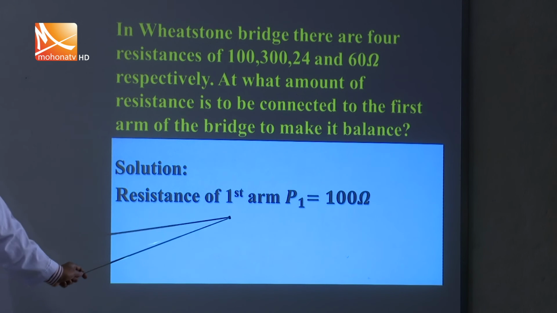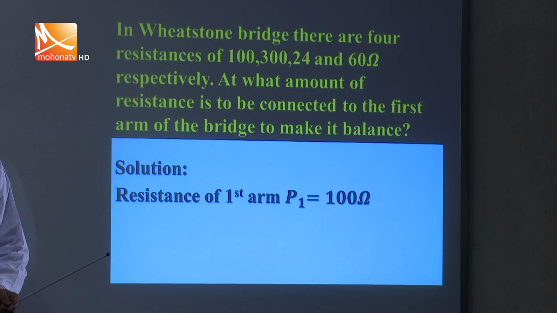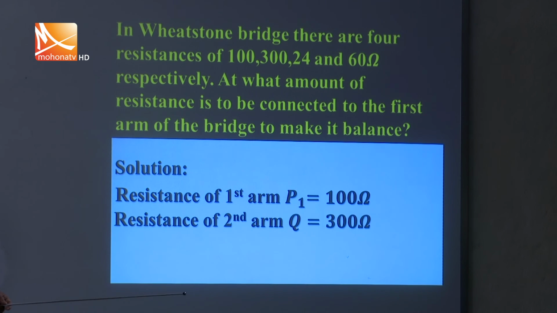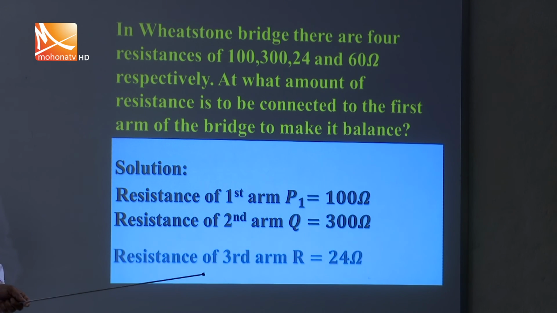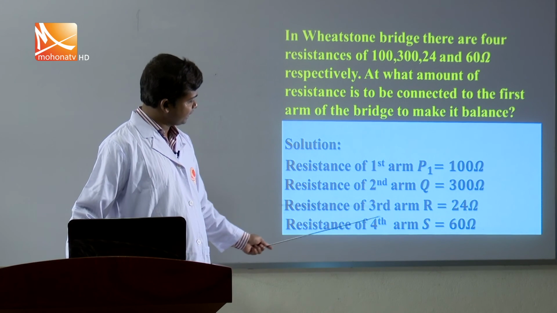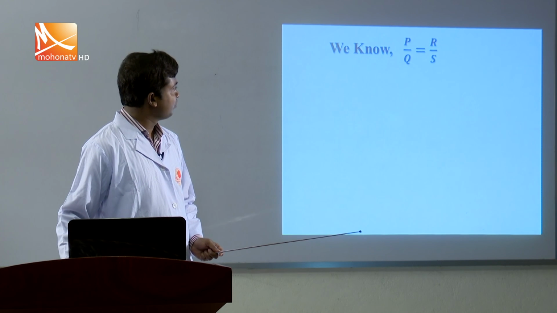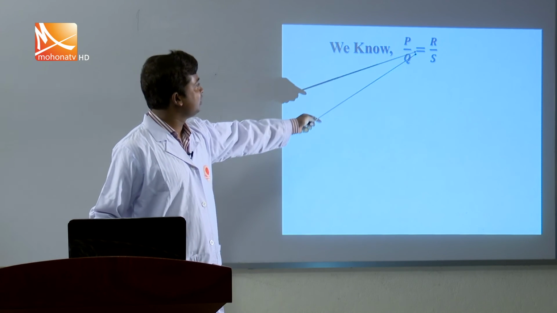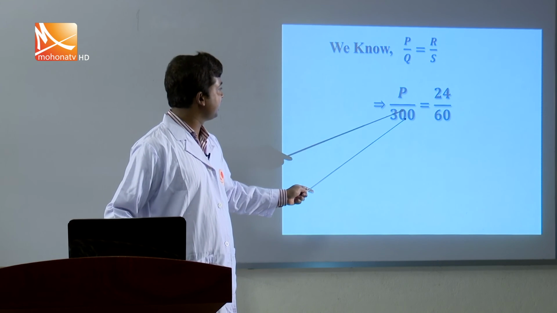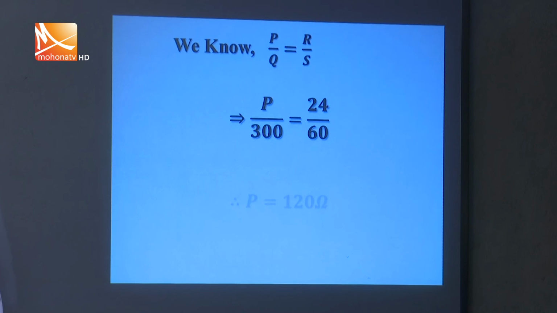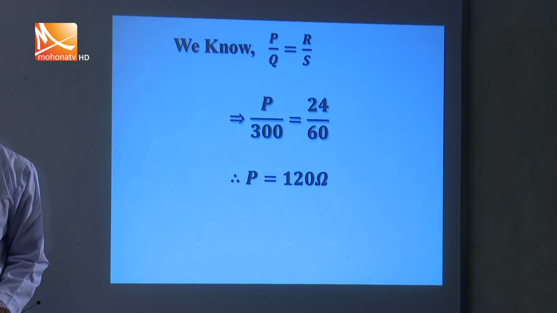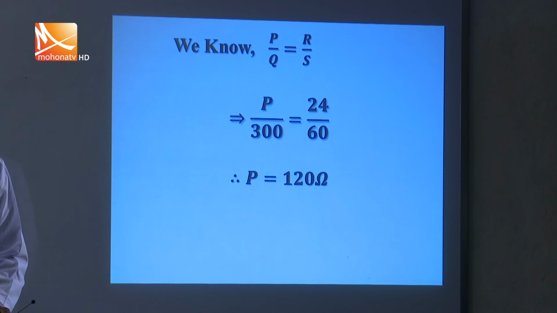So, the resistance of the first term P1 equals 100 ohm. Here I write P1, not P, because this is not the actual value. And the second term Q equals 300, the third term R equals 24, and the fourth resistance S is 60 ohm. Now, using the formula P by Q equals R by S, you have to find the first term, that is P. Putting the rest of the values, 300, 24 and 60, you will get P equals 120 ohm. That means the required resistance is 120, but the given resistance is 100 ohm.